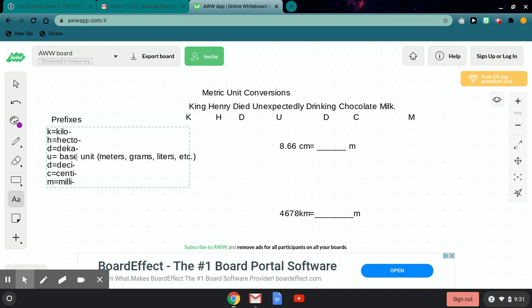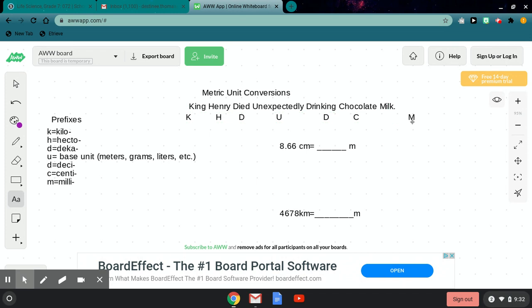To remember all of those prefixes in that order, we use King Henry died unexpectedly drinking chocolate milk. So the K is for king, Henry is for H, died is for D, unexpectedly is your base unit, whichever one you're using, whether it's meters, grams, liters, etc. Drinking is the D, chocolate is for C, and milk is for milli.